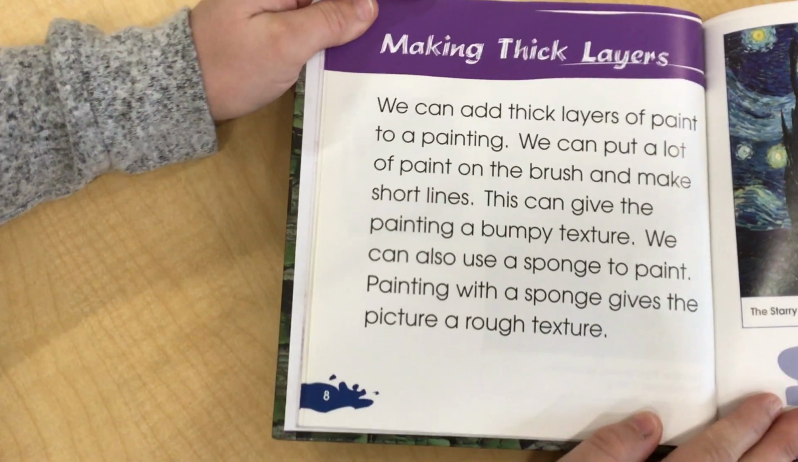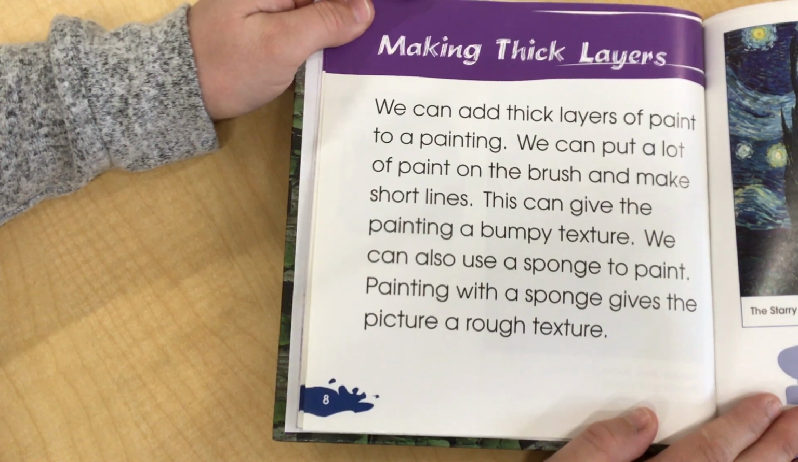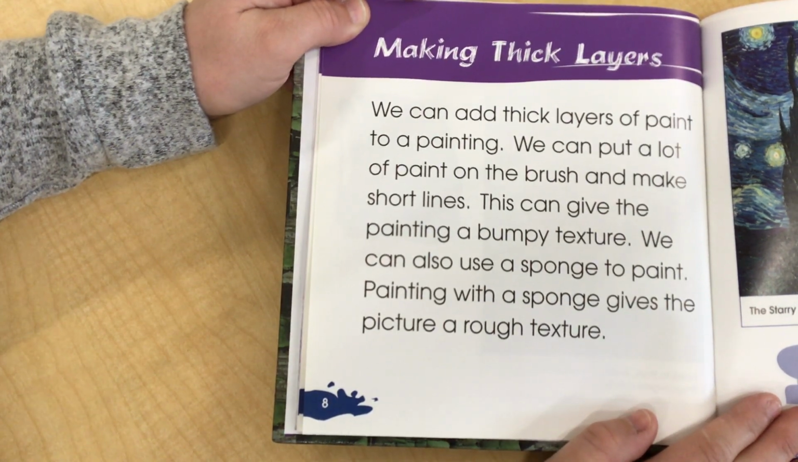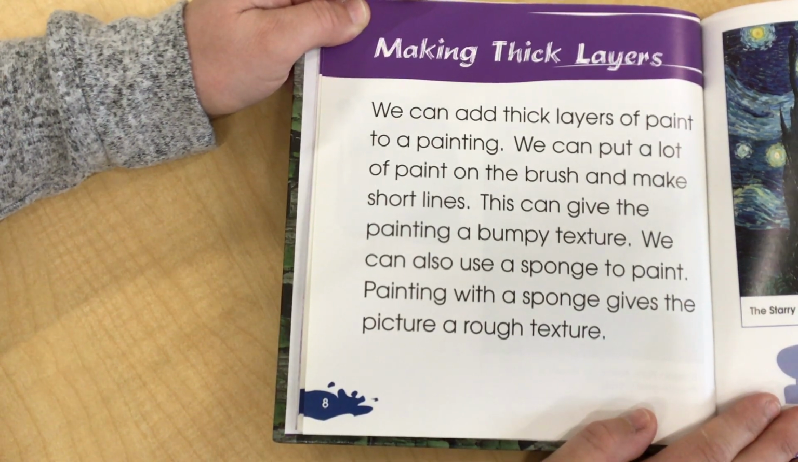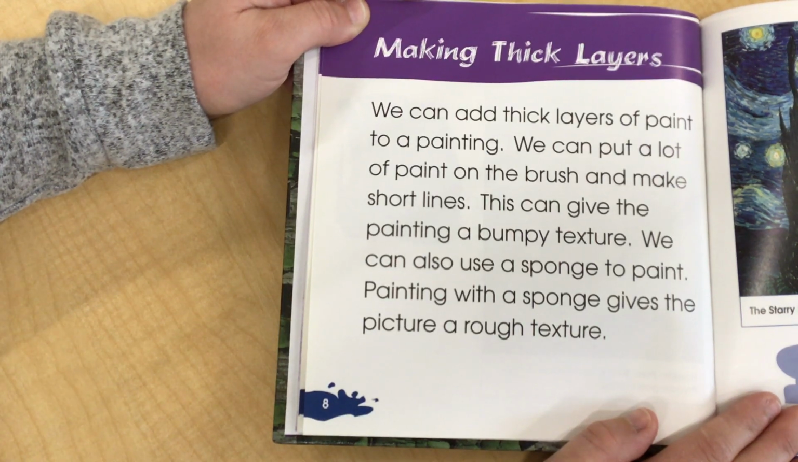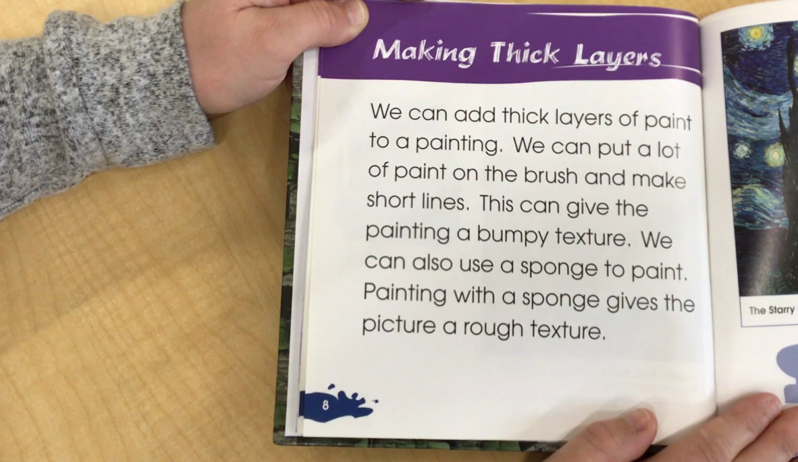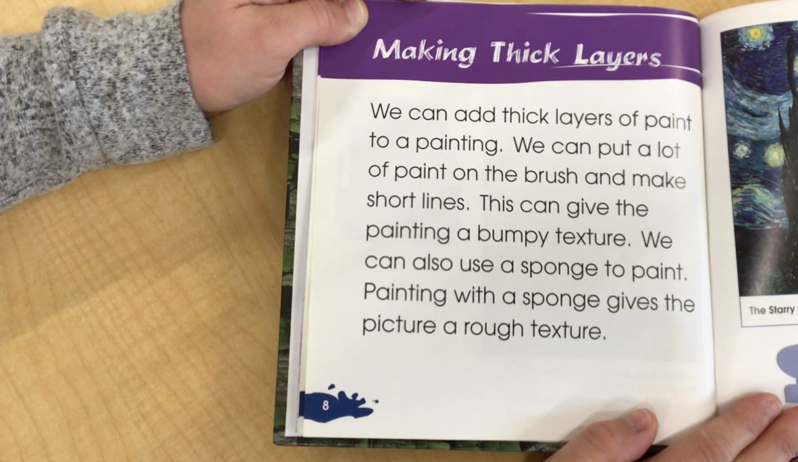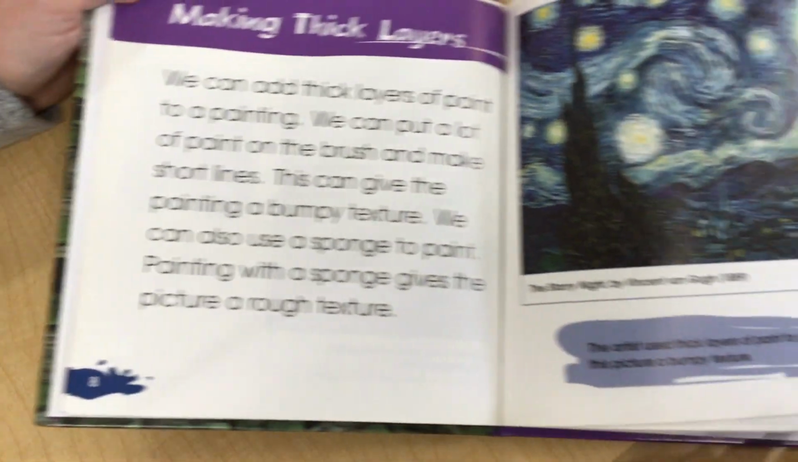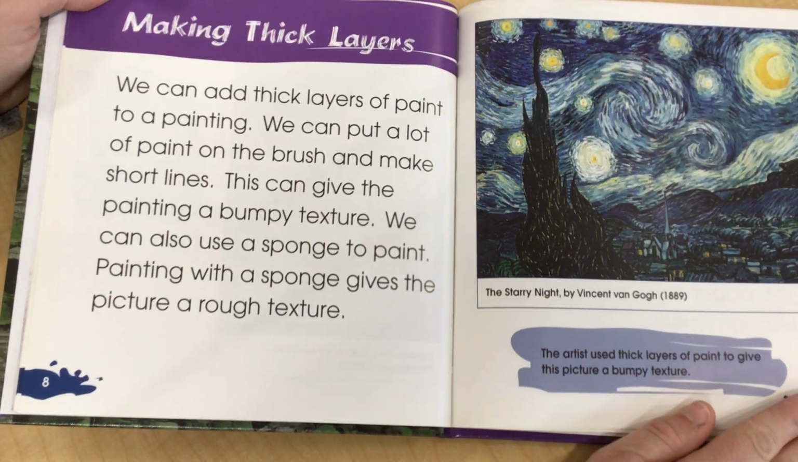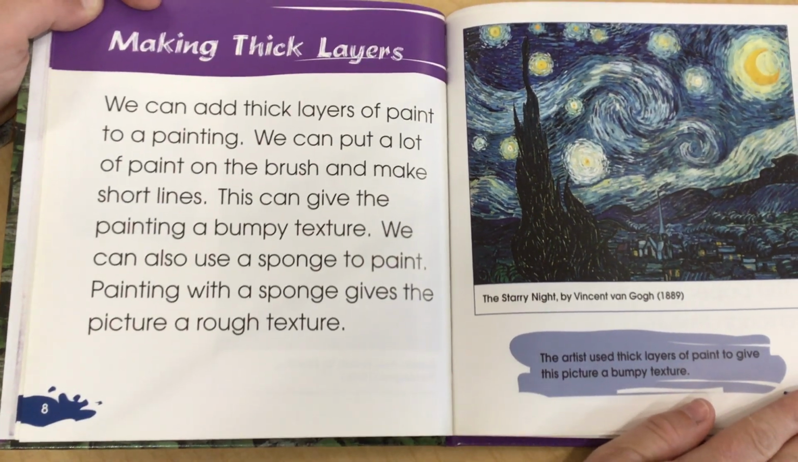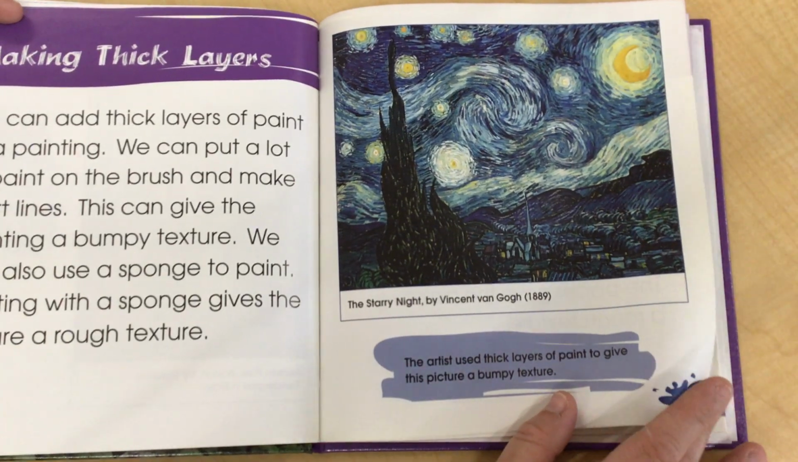Making thick layers. We can add thick layers of paint to a painting. We can put a lot of paint on the brush and make short lines. This can give the painting a bumpy texture. We can also use a sponge to paint. Painting with a sponge gives the picture a rough texture. The artists use thick layers of paint to give this picture a bumpy texture.